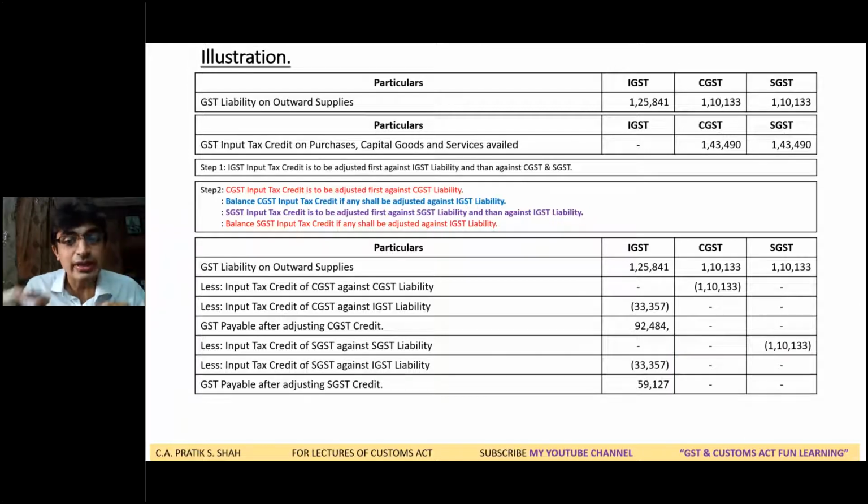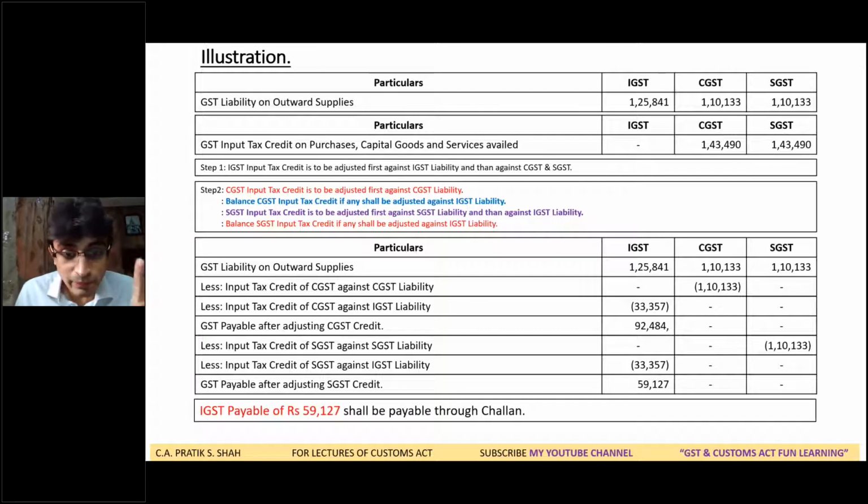So how much is payable at the end? 59,000 of IGST liability remains to be paid. This you will pay through a challan. Okay, so this is the answer I wanted.